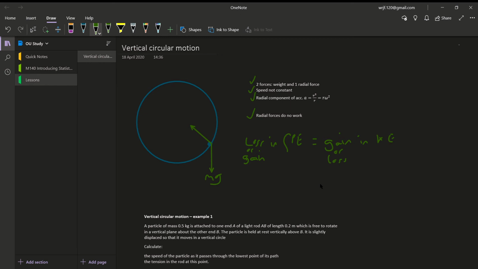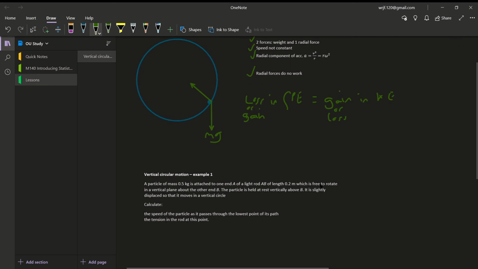So a quick example about how to use this. Here's an example, vertical circular motion, example 1. We've got a particle with a given mass attached to a light rod. We'll think about the situations in a subsequent video. A light rod of length 0.2 meters, free to rotate in a vertical plane. And then here we go, here are the initial conditions.